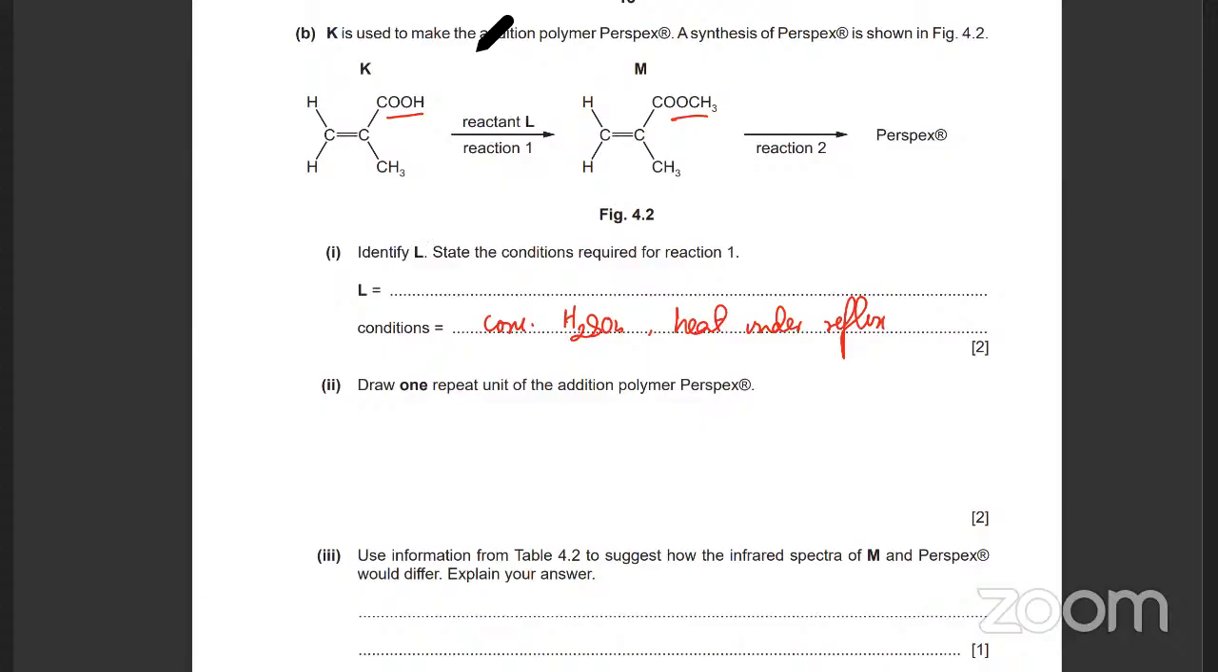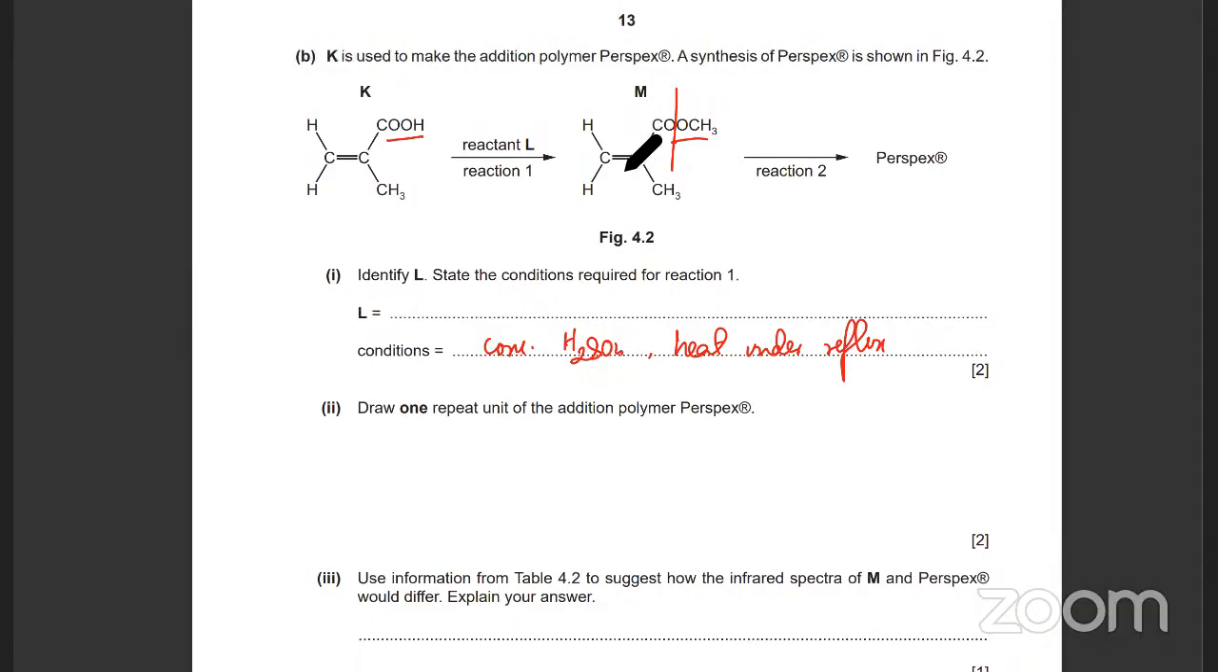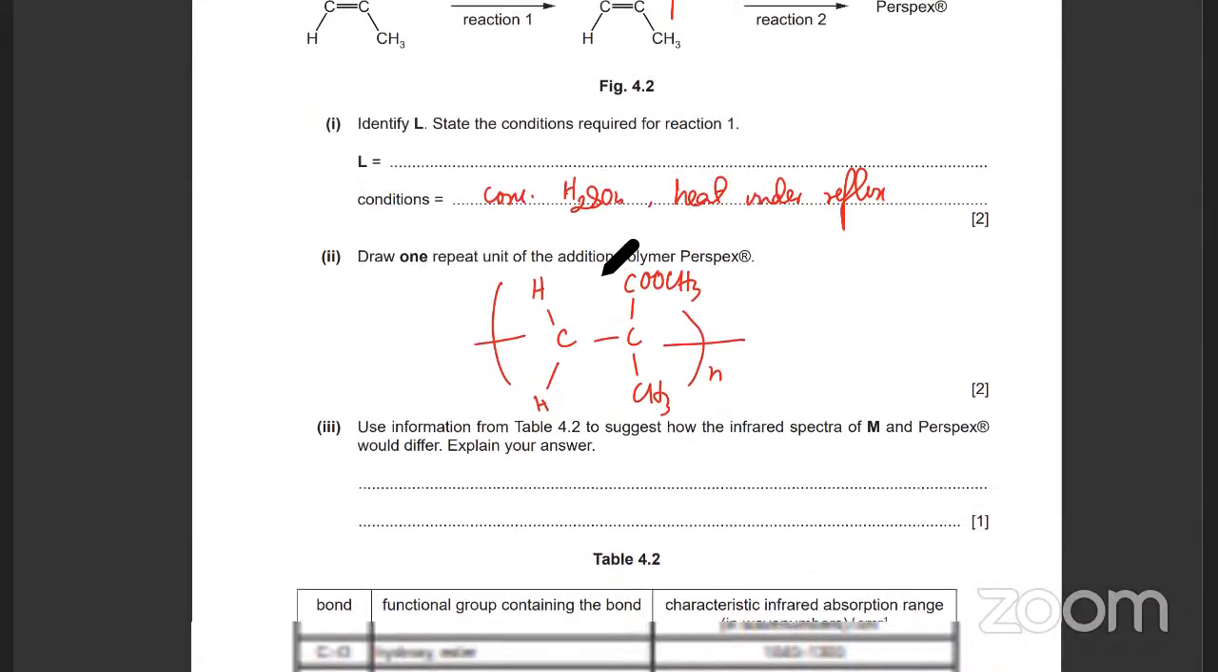Identify L. What is L? What is the molecule that got added over here? Methanol. Because that's methanol, because it's one carbon atom, right? Now, one repeat unit of the addition polymer. So what is the repeat unit? You had the double bond, but the double bond would go away, and you'll have n in its place. So yeah, that's your repeat unit.